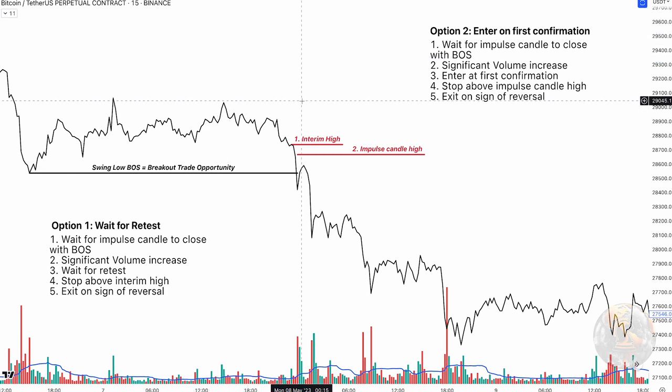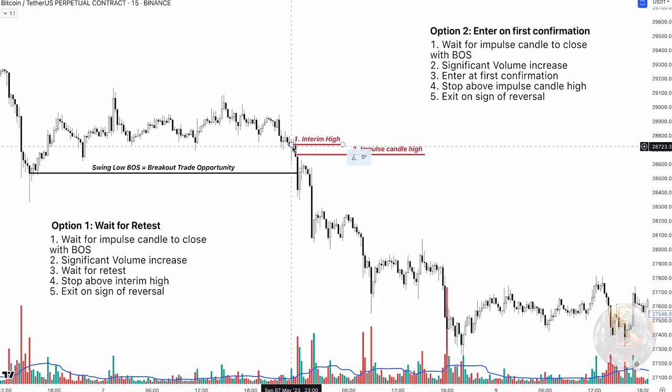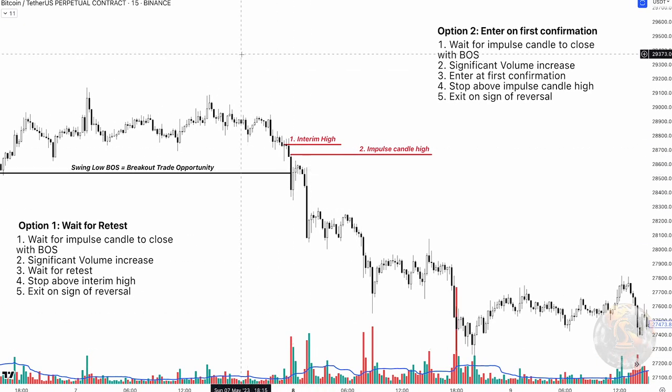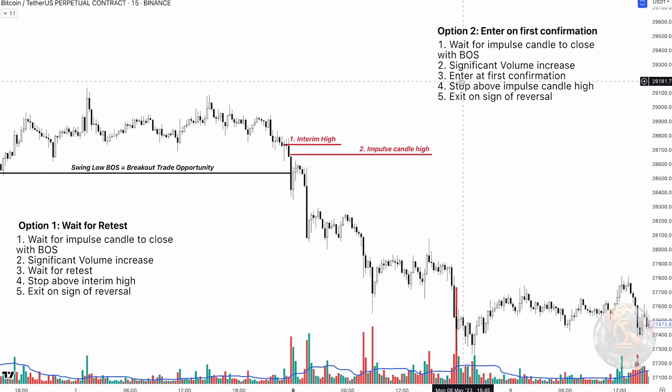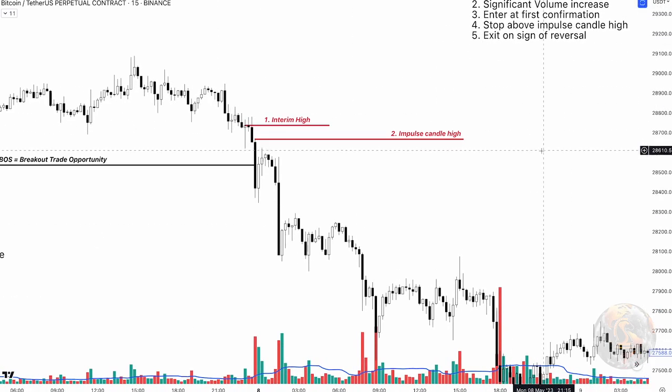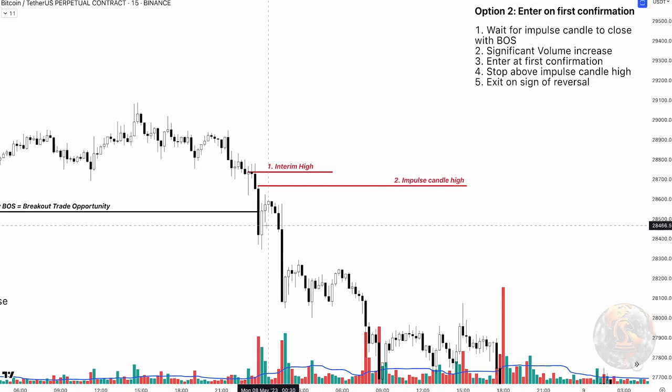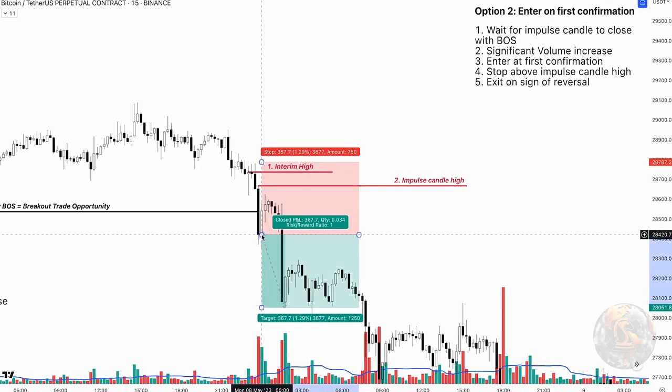So what do you do? First, you wait for the exact same thing, an impulse candle to break through with significant volume increase. So we know that happens here, but at this point, we're going to do something differently. We're going to enter at the first confirmation. That means we're going to enter as soon as this high volume candle closes and the next one opens. Right on the open of the next one, we enter.